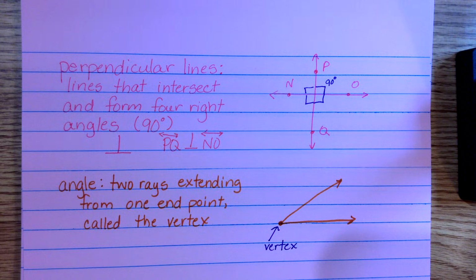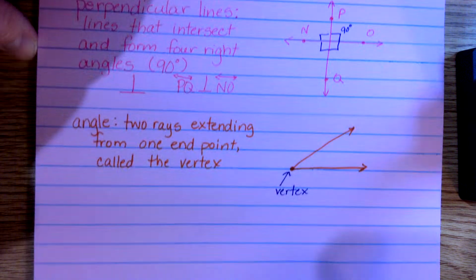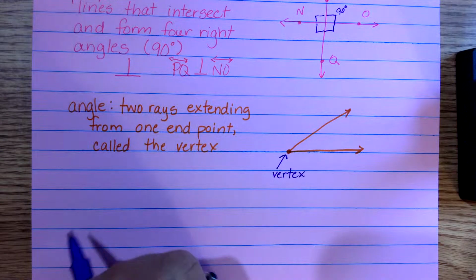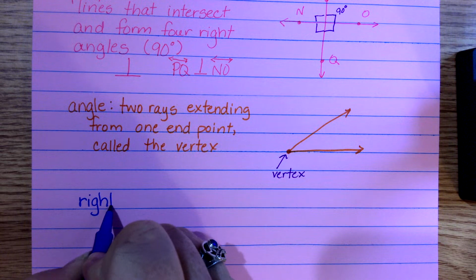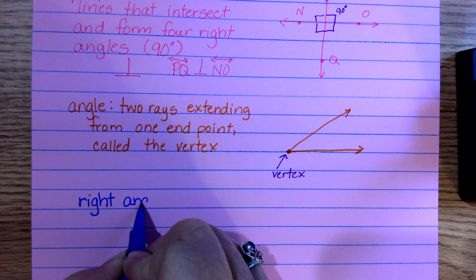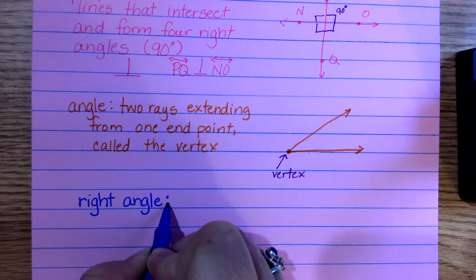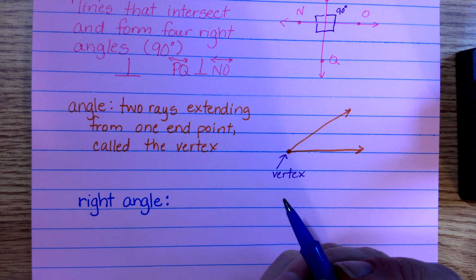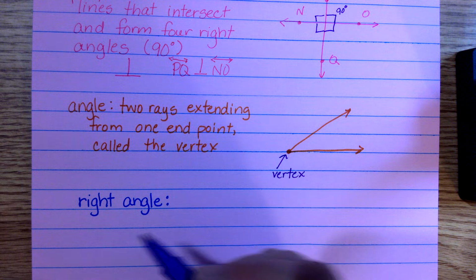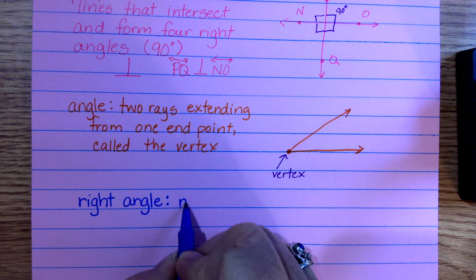We have a couple different types of angles that we're going to talk about in this video. The first one is going to be a right angle. A right angle. And I know that these lessons are very vocabulary heavy right now, and I'm sorry for that, but I would encourage you to take notes and draw things that would help you. So a right angle measures exactly 90 degrees.